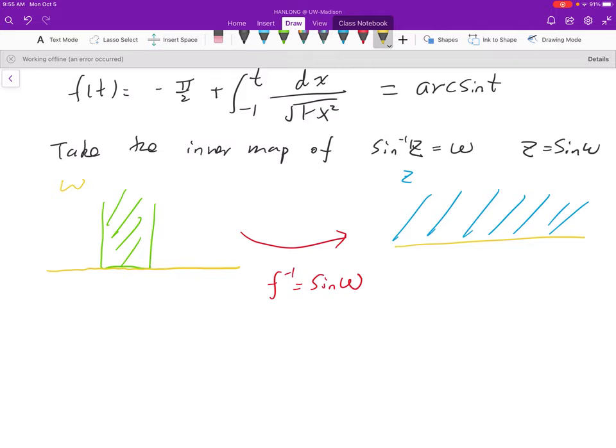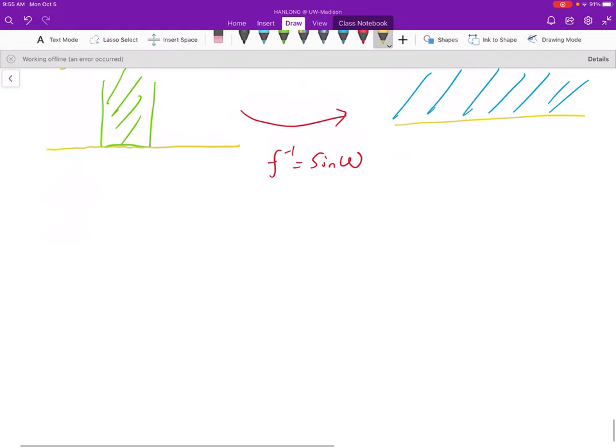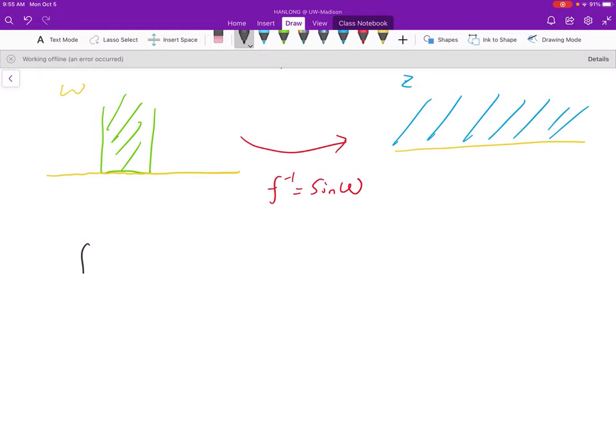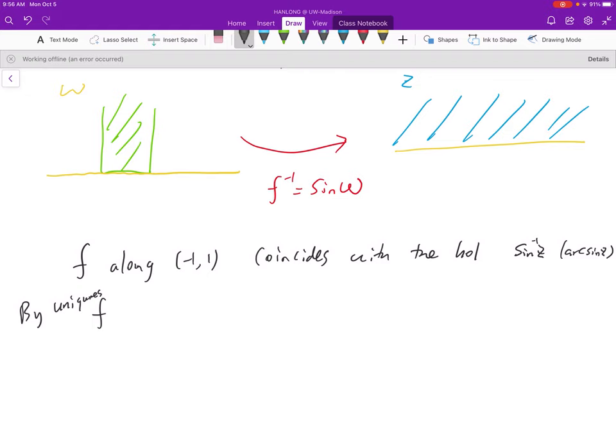Why is this true? Because we showed that f along negative 1 to 1 coincides with the holomorphic function sine inverse z, or arcsine z. Then, by the uniqueness of holomorphic functions, we know f coincides with sine inverse z.